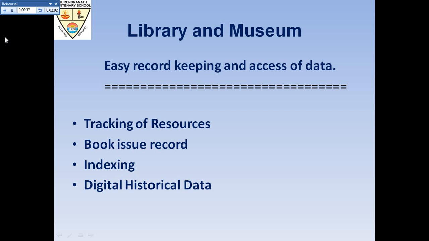So in a library, the application of computer is basically for record keeping and for access of data. Now, tracking of resources is basically to locate any book. The librarian used to know which particular book is kept on which shelf. In manual systems they are familiar with the location, but with computerization they can easily locate the book. They can easily find out whether that book is available in the library or not, without going through any register.